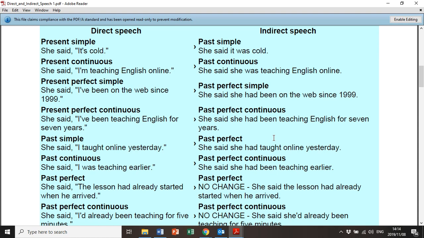As ons kyk na die continuous tense in die perfect form, so present perfect continuous, I have been teaching English for 7 years. Jy sal sien die ing vir continuous is steeds daar en die tense word bepaal deur die have en die been. Dit verander na past perfect continuous. She said she had been teaching English for 7 years.